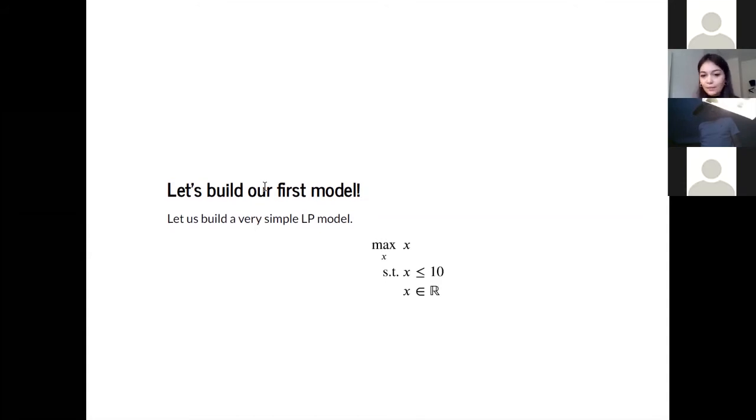Okay, so again, this is a very simple model. We only have one decision variable, x, and we're trying to maximize it. And we only have one constraint where we just say x has to be smaller than 10, and x is a continuous variable.